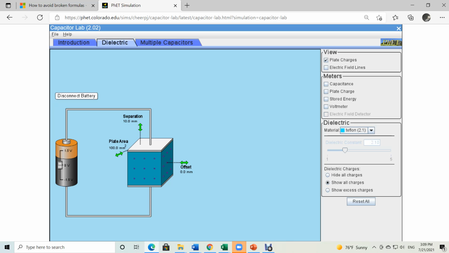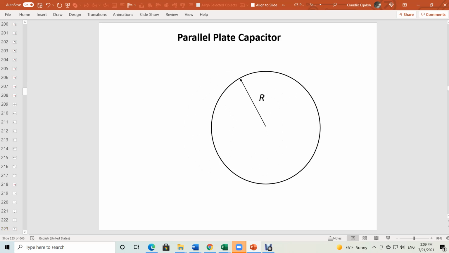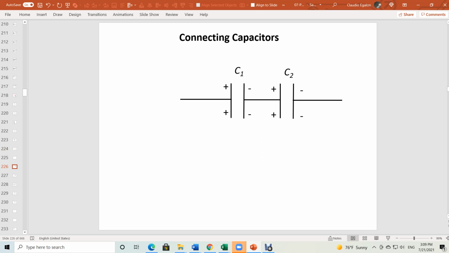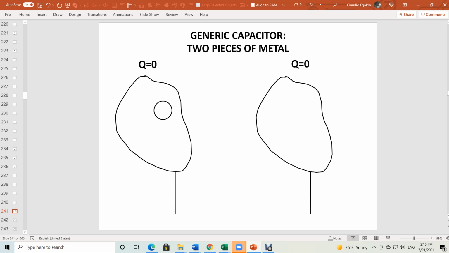Oh, don't forget to increase the electric charges. Okay, so what happens when we insert the Teflon? Let me show you exactly what happens when we insert the Teflon here. Here you go, see the symbol of the capacitor. Let me see if I have a good illustration for you. Very simple one.